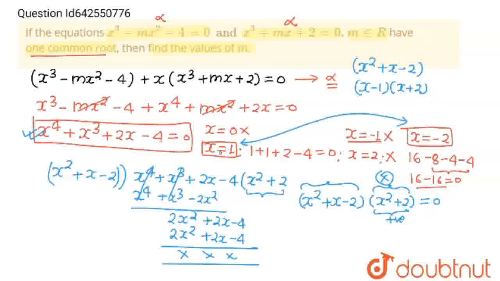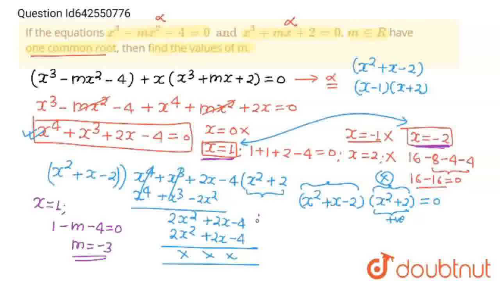So the only root which can be common is x equals 1 or x equals minus 2. Any one root of both roots can be common in both. So if x equals 1 is common in both, then x equals 1 will satisfy this equation. So this will become 1 cube, which is 1, minus m x square, which is 1, x square is 1, minus 4 is equals to 0. And from here we'll get m equals minus 3. So if the common root of both equations is 1, then the value of m is minus 3.